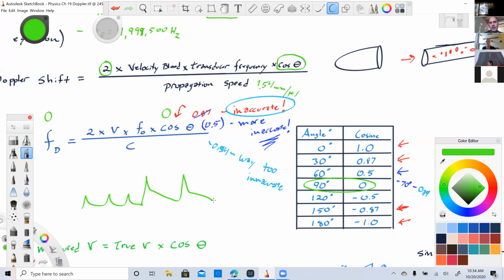Well, that's because we've decreased the angle. We've gone from, let's say, maybe a 60 degrees, and we've dropped it down to 30 degrees, a little more accurate. Or we went from 30 degrees and all the way down to a 0 degrees. Now it's super accurate. In fact, it's 100% accurate.